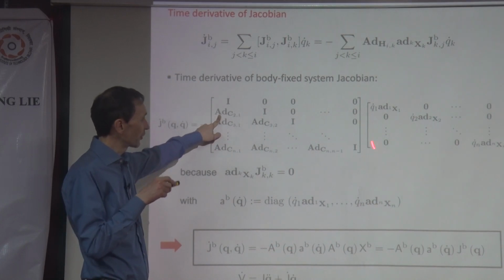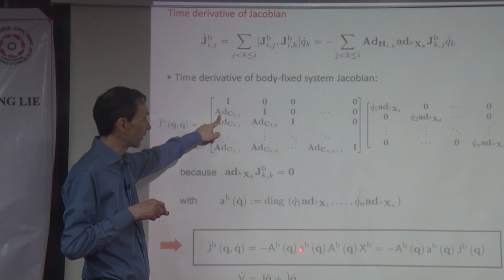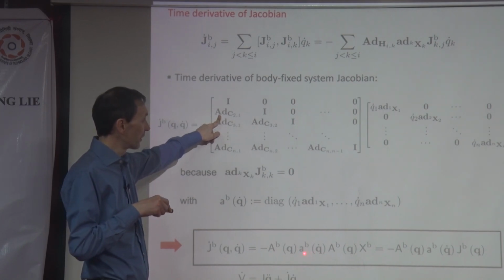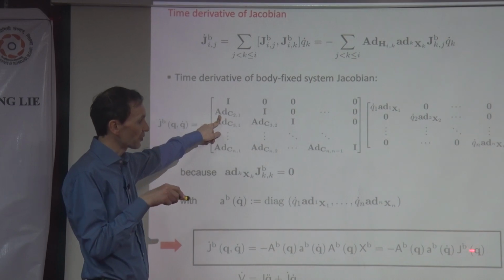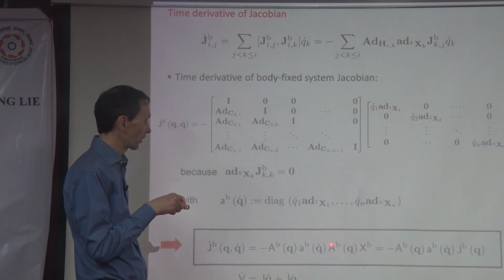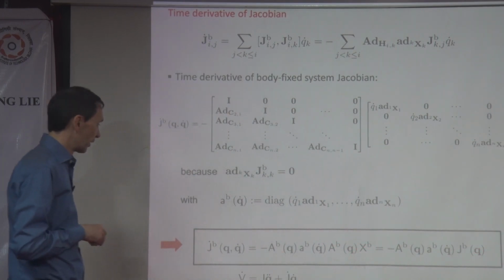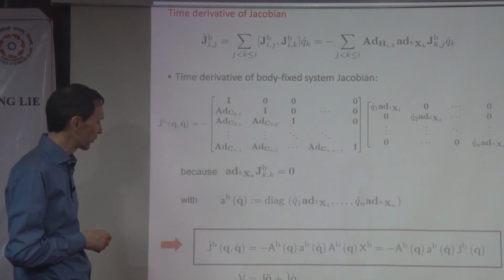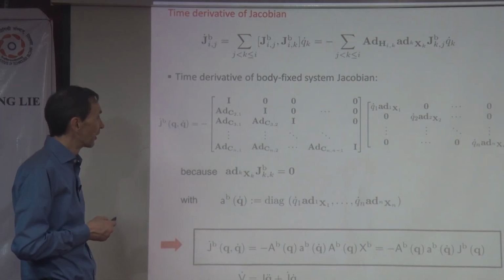And then we need a name for this one, and we just call this little a, okay? Let's say that we call this matrix little a. And then we have J times J. If you want to express J as A times X, then it looks like this. This is just replacing AX by J. And there we go. So this is the compact form for the time derivative of the system Jacobian.